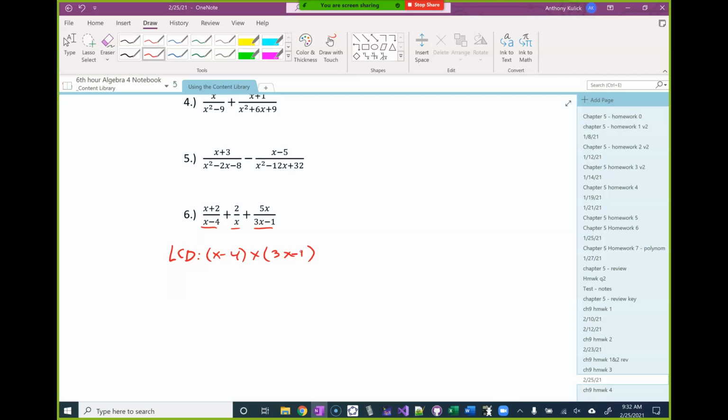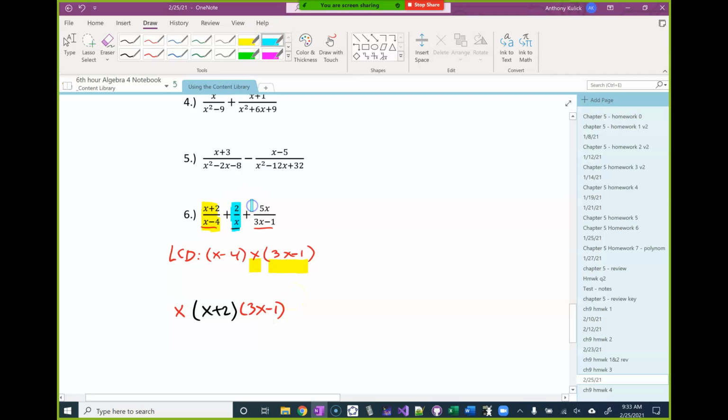Which just makes this problem kind of a yucky McYuckerson. But that's fine, we can deal with yucky. If I look at the first fraction, the pieces that I'm missing are the x and the 3x minus 1. You see that? So I'm going to multiply the top and bottom of that by x times 3x minus 1.